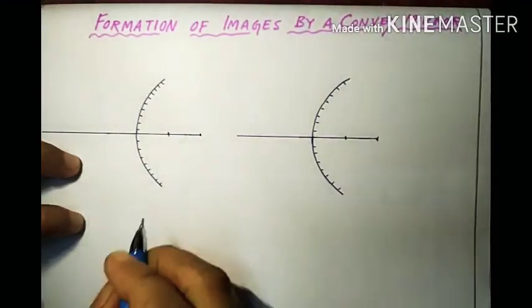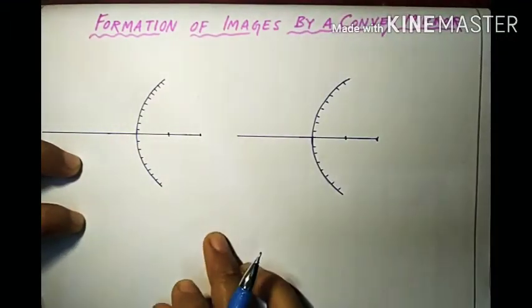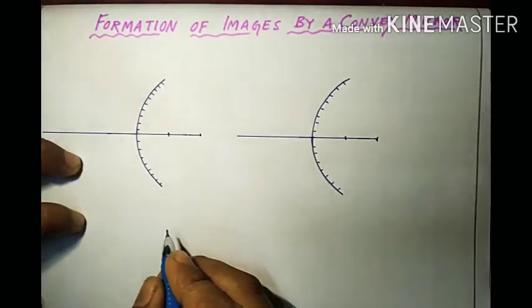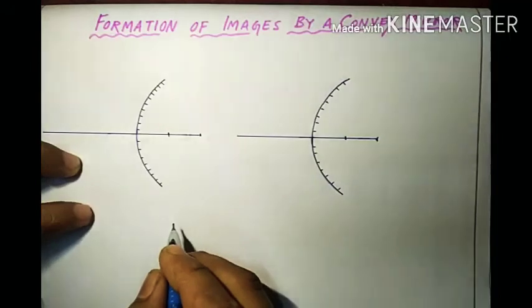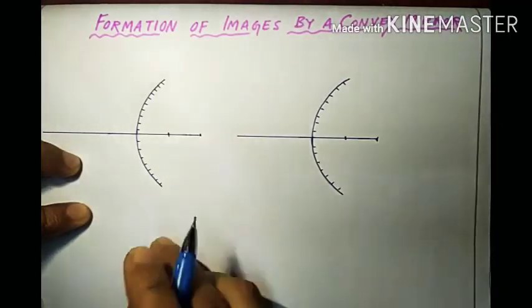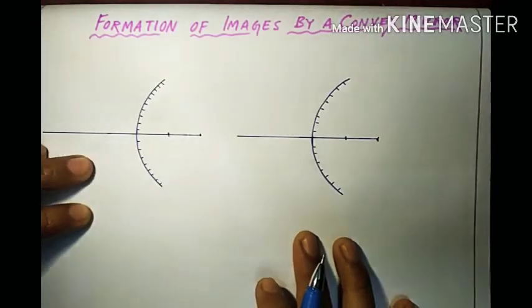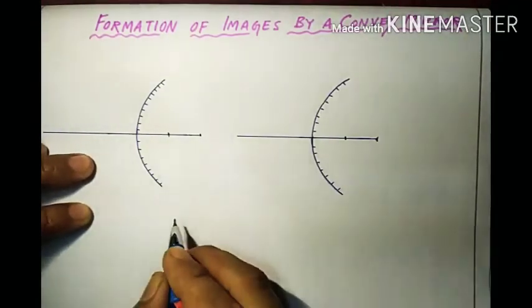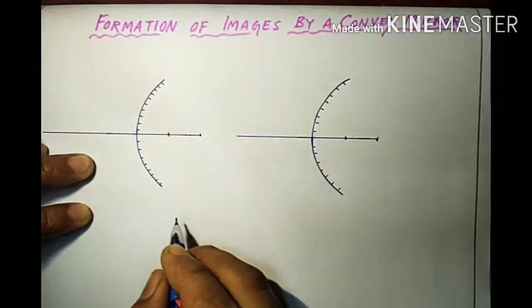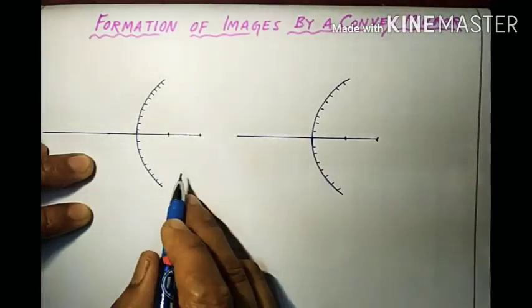This video is going to give you the knowledge about how to draw the image formed by a convex mirror. As we know, we need ray diagrams to draw. Before we start drawing, let us know about the rays of light that are usually used to construct the ray diagrams for the images formed by a convex mirror.